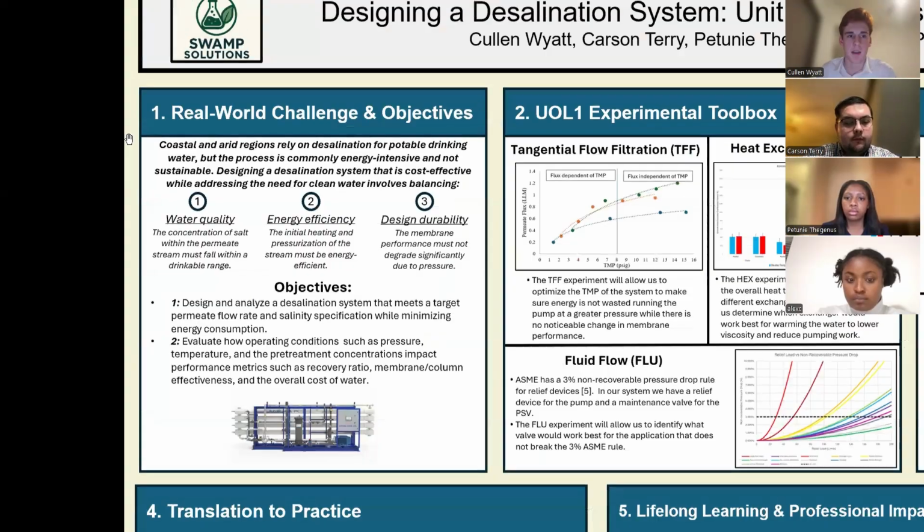So the challenge we're addressing is that in coastal and arid regions, both domestically and abroad, these communities rely on desalination for potable drinking water, but the process is one, very energy intensive, and then two, not sustainable in a lot of cases. And so we want to design a desalination system that is cost effective while addressing what we think are the three key drivers or considerations.